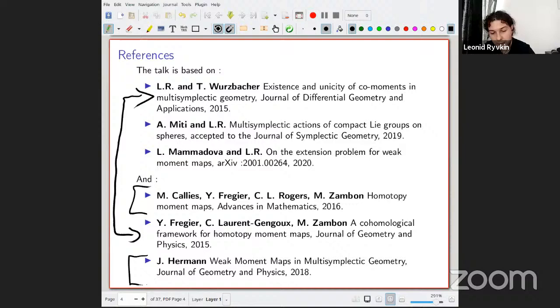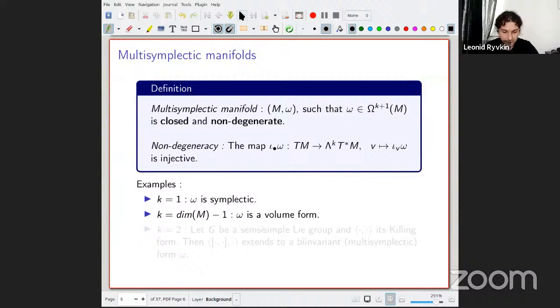So let's get started with the mathematics. The definition of a multisymplectic manifold is a manifold with a differential form which satisfies two properties. First of all, it's closed, so the de Rham differential of the form is zero, and non-degenerate. Closedness is the same as in the symplectic case, while non-degeneracy is a slightly weaker statement.